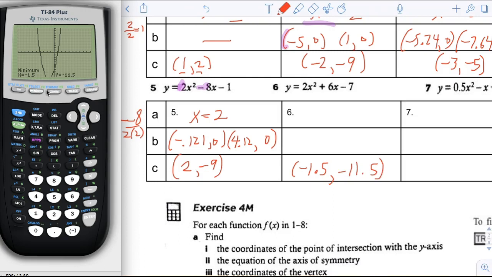Okay, so what is our axis of symmetry? Well, our axis of symmetry has to be the x coordinate of the vertex. So it's x equals negative 1.5, right?